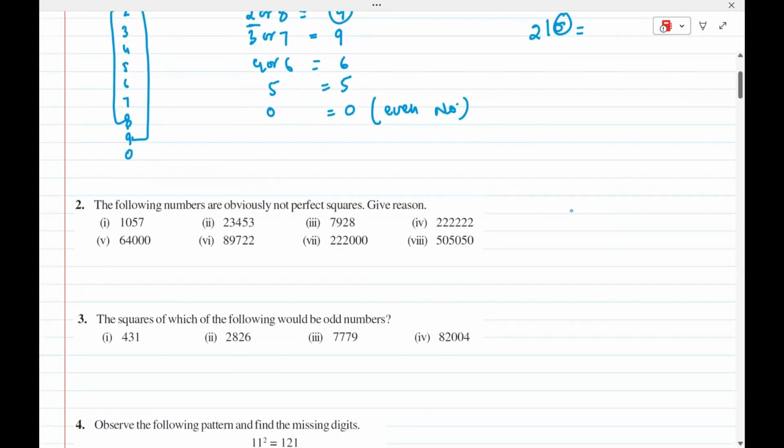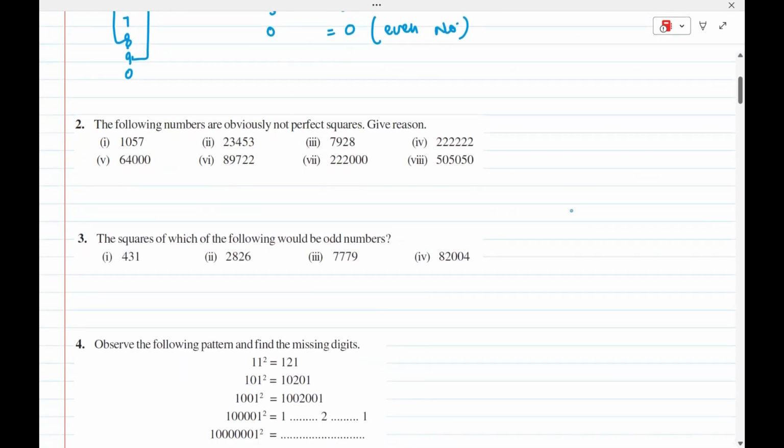Let's see the second question. The second question says, the following numbers are obviously not perfect squares, give reasons. Again, we need not find the square root or check whether it's a perfect square or not. They are simply saying it is not a perfect square number, so give reasons. We have studied one property: a perfect square number can never end with 2, 3, 7, or 8. If any number ends with these, meaning their unit place is 2, 3, 7, or 8, then it cannot be a perfect square.